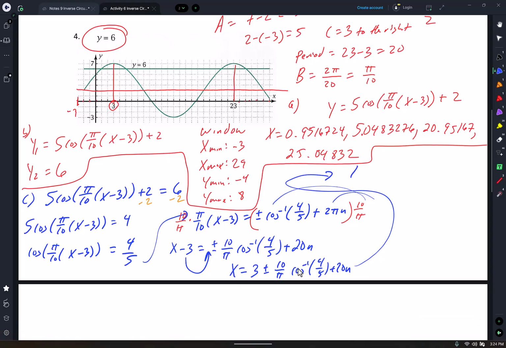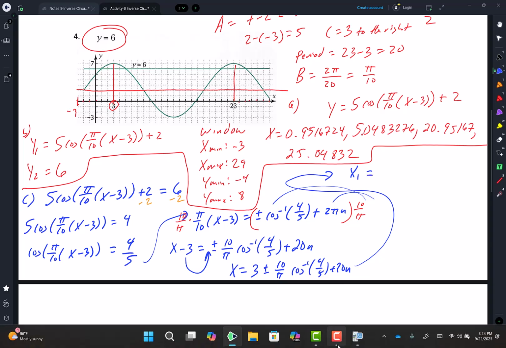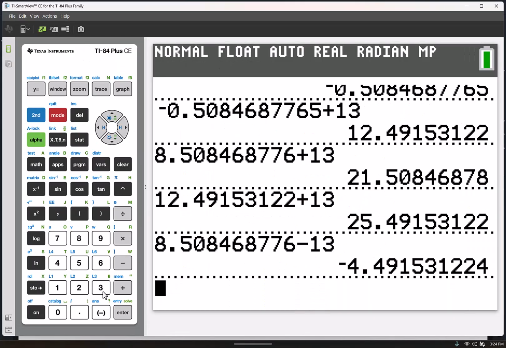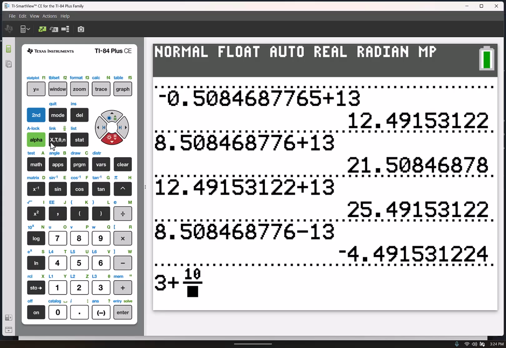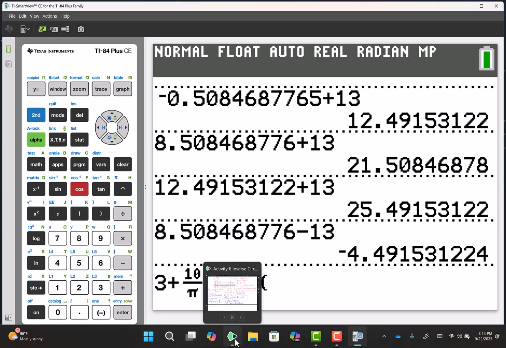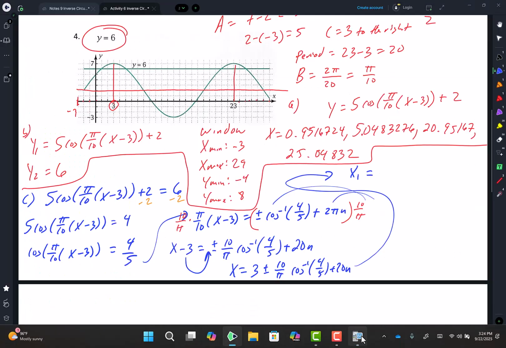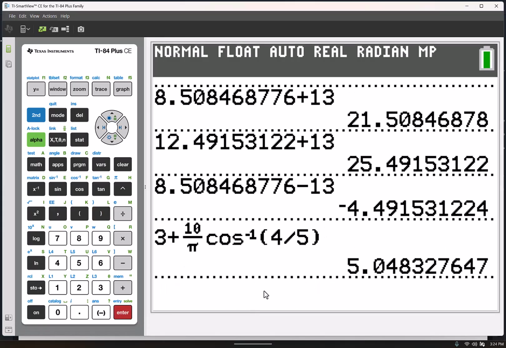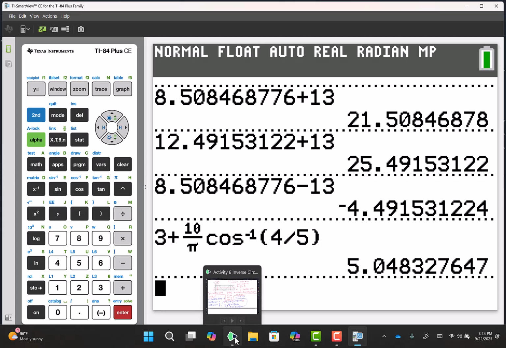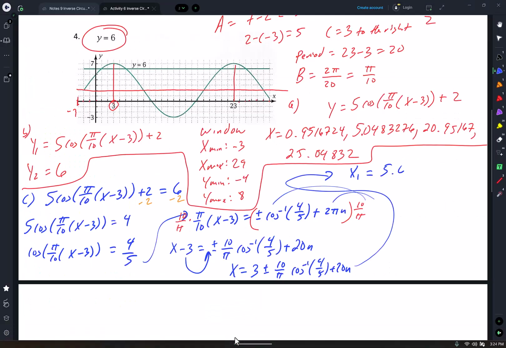Take your calculator. I'm going to write x1 and x2 right here. x1 equals, I'm going to do the plus one. So I go second quit, 3 plus 10 over pi, second arc cosine of 4 over 5. And that's where you stop. Hopefully this is one of the coordinates we already have. 5.04832, I remember that one. So 5.04832 plus 20n is my first one. Look, it's that one right there.